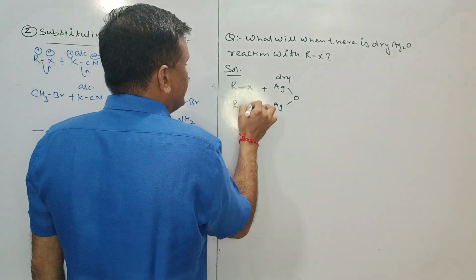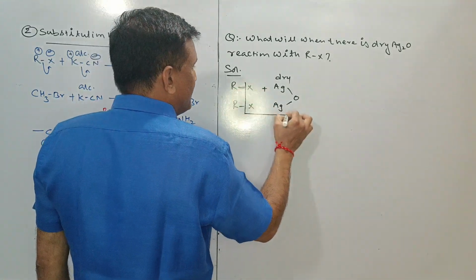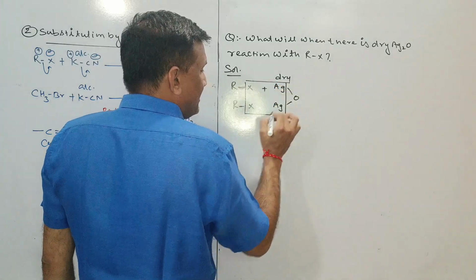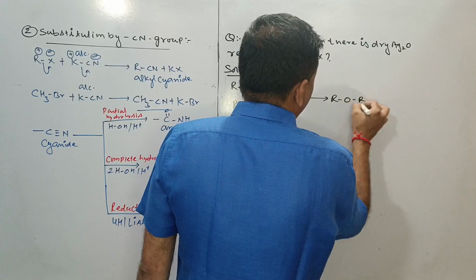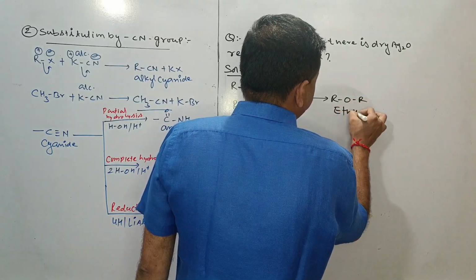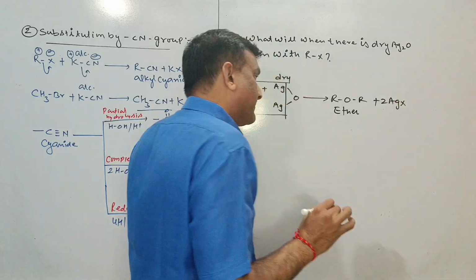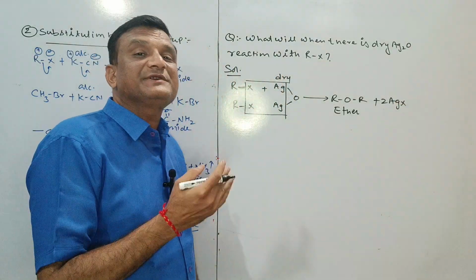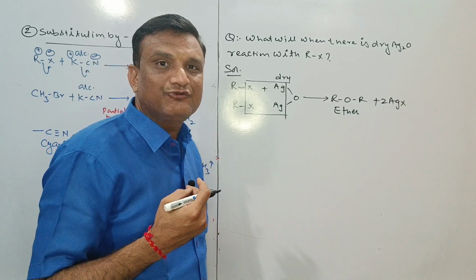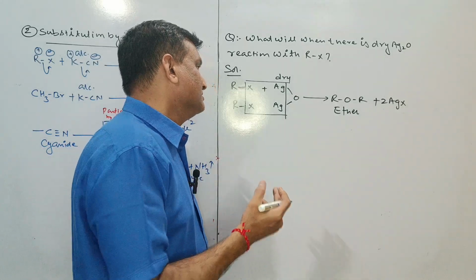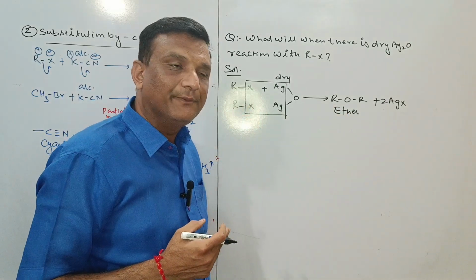Here two molecules of alkyl halide will be used. Here there will be removal of two molecules of AgI, and the rest will form ether, ROR. Here there will be formation of ether with the formation of 2 AgX. So if we want to substitute the halogen, then it will use moisture Ag2O, and if we want to get just ether, then it will use dry Ag2O.